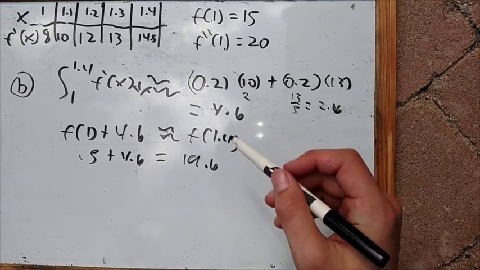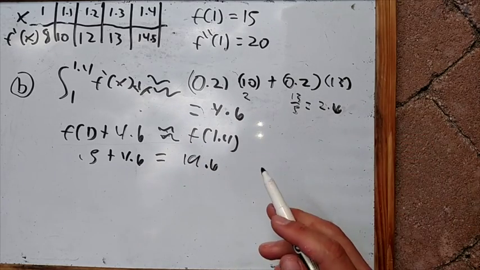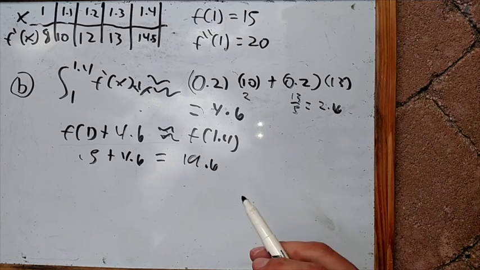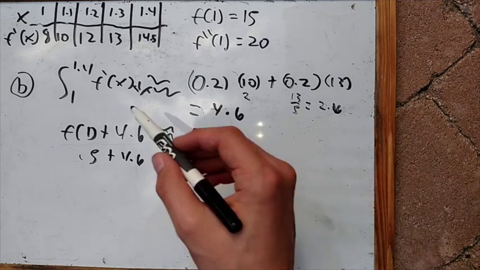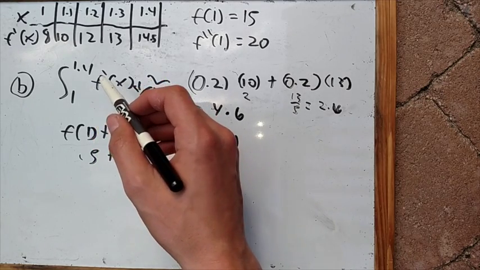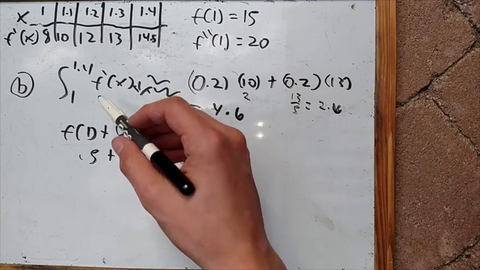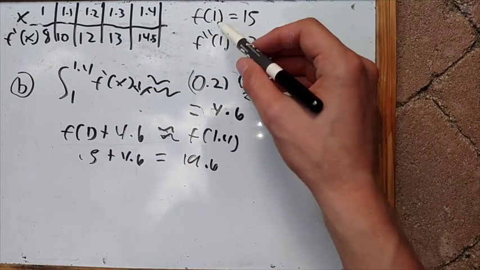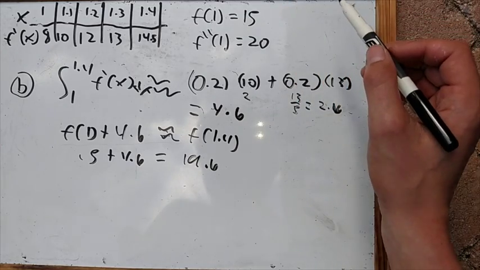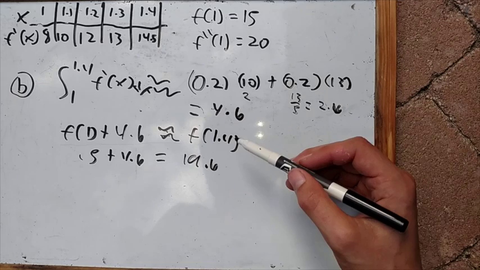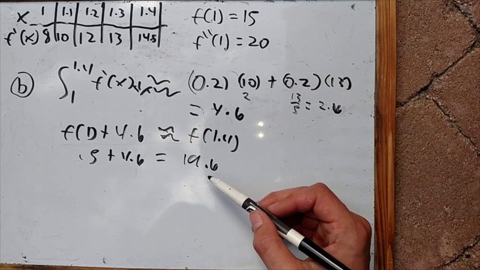That is part 1 of this question. For the other 2 points, you need to use this to approximate f of 1.4. By the Fundamental Theorem of Calculus, this approximates the difference between f of 1.4 and f of 1. Since we know this difference, and we're given the value of f of 1, which is 15, we can add f of 1 to this difference to get the approximate value of f of 1.4. So you add 15 to 4.6, and you get 19.6.